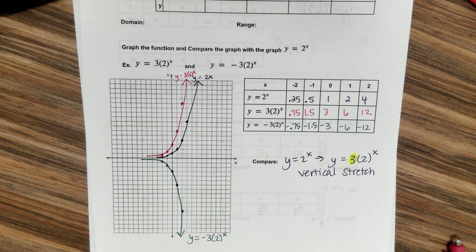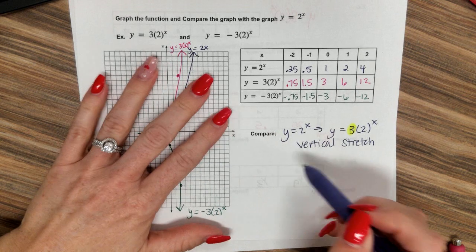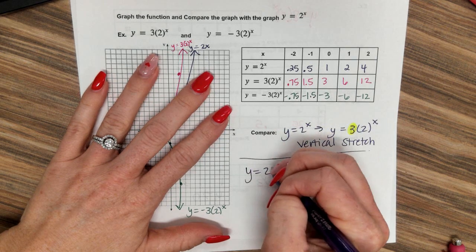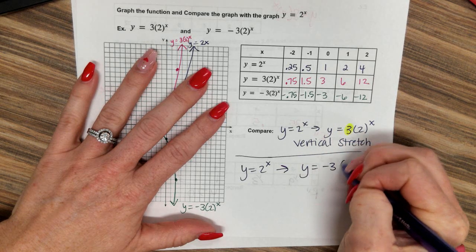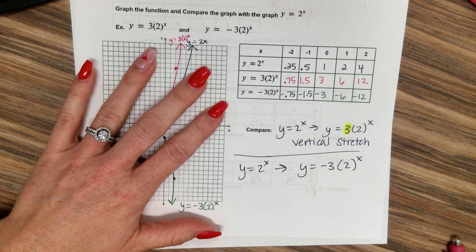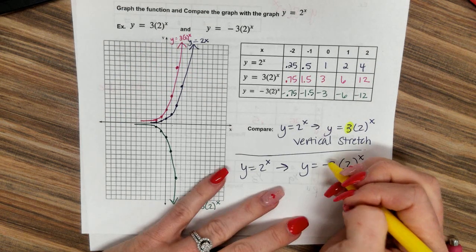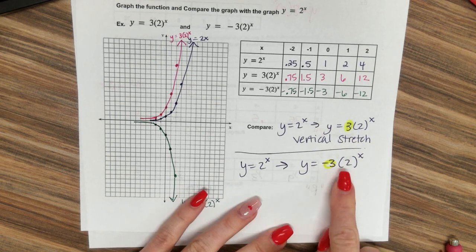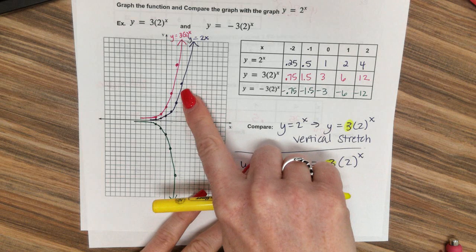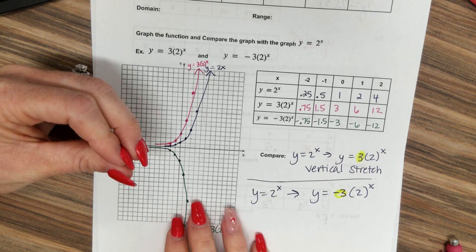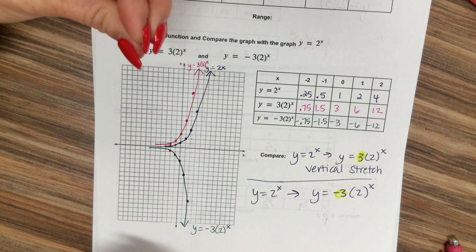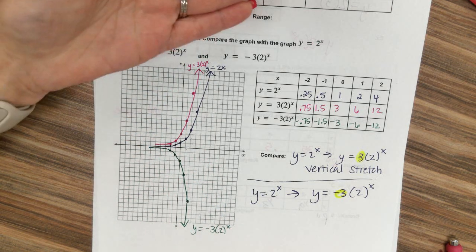Okay? Now, when we started from our original graph, y equals 2 to the x power, and we added a negative 3 in front of it. So we're still comparing this one to the purple one. What did it do? The first thing it did is stretched it some, right? And then it went down.